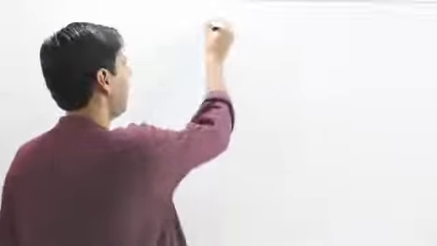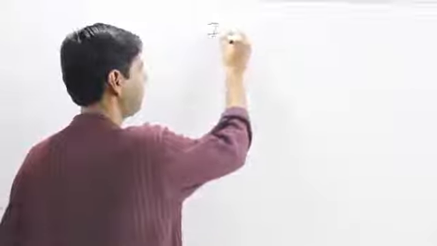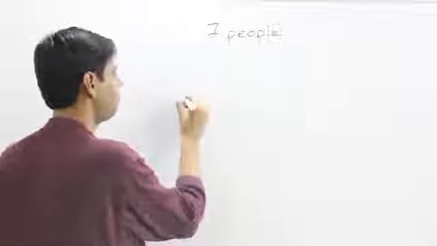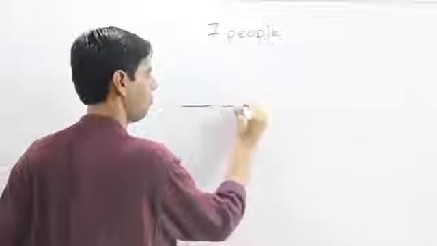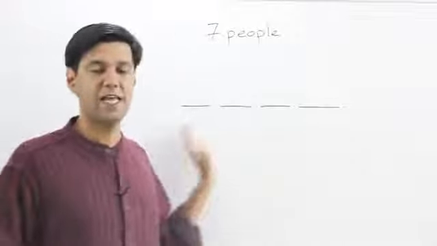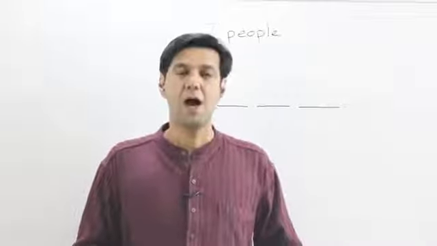Having seen how to arrange digits to form a number, today we will look at how to arrange people in different positions. So let's say I have 7 people and there are 4 chairs lined up in a row. The question is, in how many different ways can the chairs be occupied?